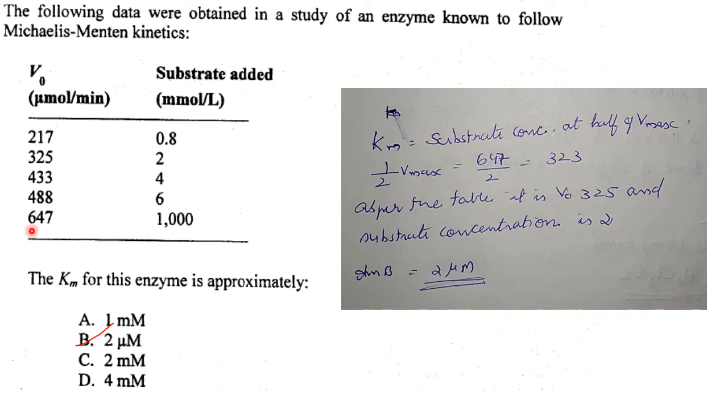So maximum velocity is at 647. So 647 divided by 2 will be 323. That will be near to the V0 value 325. And that will have a substrate concentration of 2 micromolar. So the Km of the enzyme will be 2. Answer is option B.